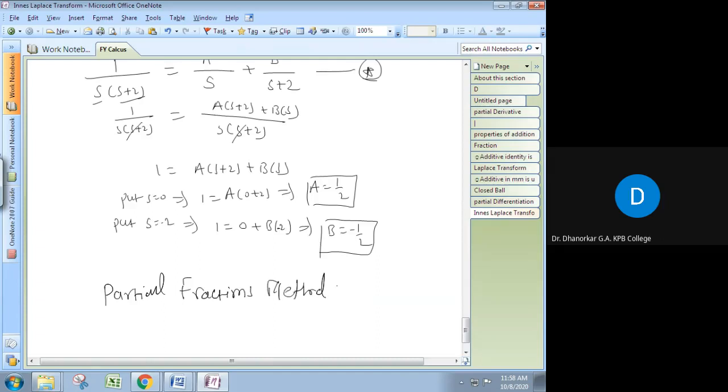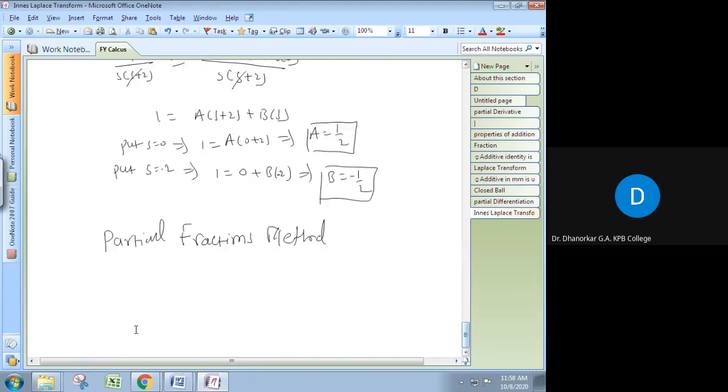Okay. And again, we know how to find partial fractions. Let me recall how to write the factors. Suppose this is my function, f of s divided by s minus a, s minus b. Here we get two factors for this denominator. Therefore, we can write this as A divided by s minus a plus B divided by s minus b.